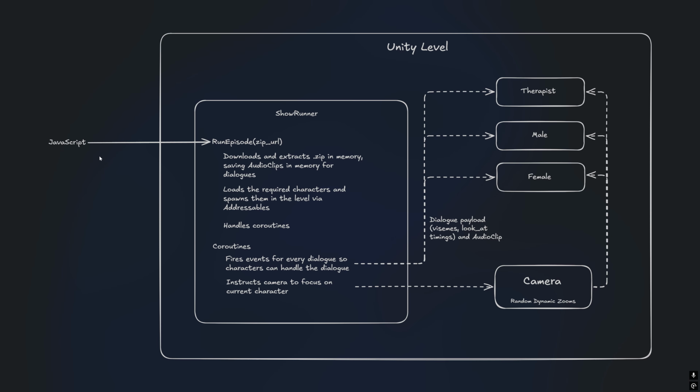Here is what the Unity side looks like. The external JavaScript calls the run episode function, which takes in the zip URL of the episode. Unity then downloads and extracts that zip in memory, creating audio clips. Then it fires up coroutines and events for every dialogue turn so that characters know when to speak. It also handles the camera so it can focus on the correct character. Characters receive the dialogue payload, which includes the visemes for lip sync and look-at timings so that they can turn their heads and play audio clips.